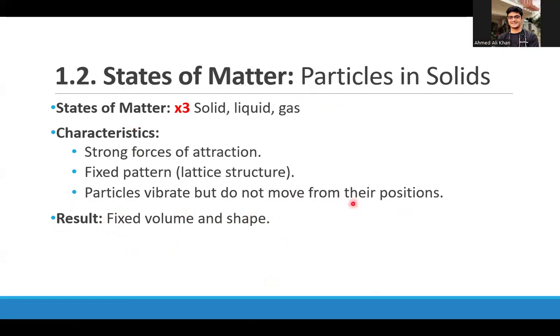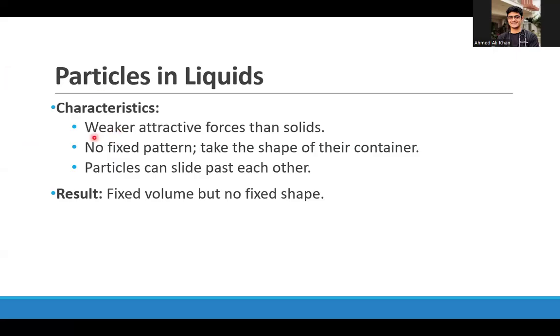So in solids, there are very strong forces of attraction. And because there are strong forces of attraction, the particles are very tightly bound together, and they'll form a lattice structure as a result. And because they're so close together, they don't have a lot of room to move around. So they will just vibrate and just rotate around their own axis, and as a result they have a very fixed volume and shape. So yeah, that's about solids. Let's move on to liquids.